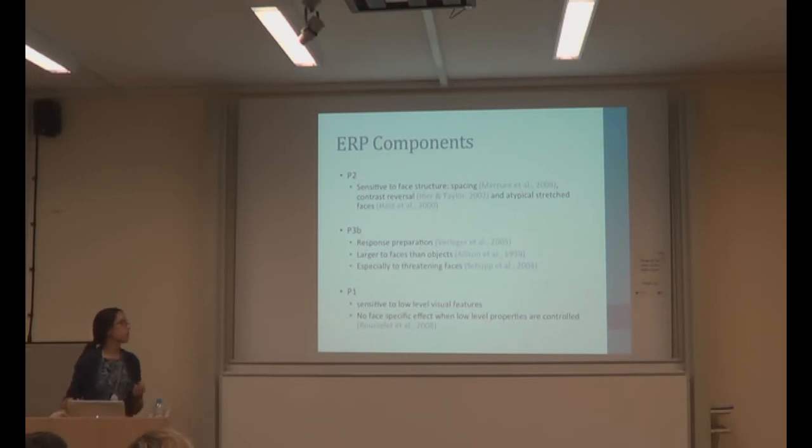The visual P1 is a component that's often reported in face processing studies, but recent research has shown that because the P1 is very sensitive to low level visual features, when you control your stimuli really well, there aren't actually any face specific effects, suggesting that any P1 effects in previous studies have all arisen because of poor control over the stimuli. So this will be important for next time.